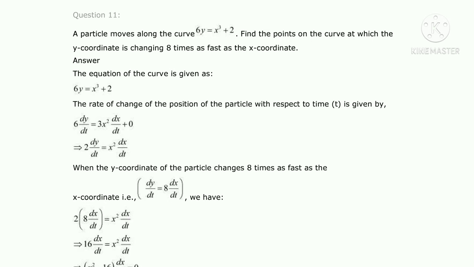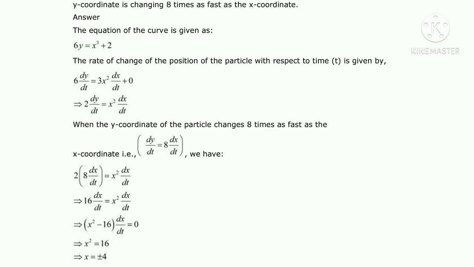So now let's start here. The equation of the curve is given here, 6y equal to x cube plus 2, and now we take the rate of change of the position of the particle with respect to time. If we differentiate this with respect to time, 6 is a constant term, so 6 dy/dt equal to 3x square. Why 3x square? Because x cube is there, so 3x square, but it is not t, so again we have to differentiate, dx/dt, and the constant term is 0. After calculating this we get 2 dy/dt equal to x square dx/dt.